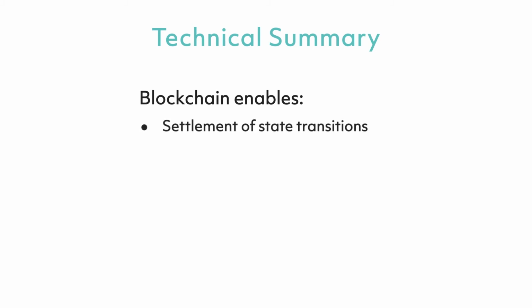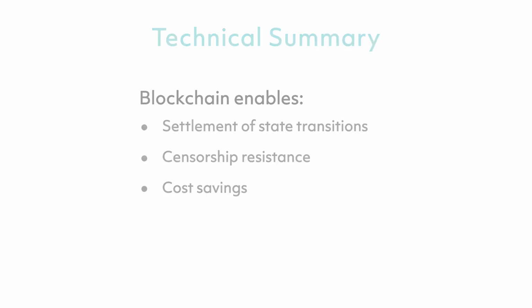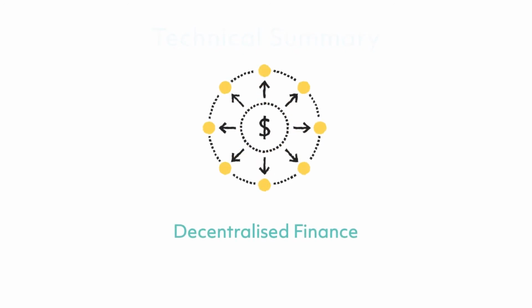So to summarize the technical parts, what blockchain enables is essentially: 1. Settlement of simple or complex state transitions, 2. Censorship resistance for requesting, authorizing, and execution of transactions, and 3. Cost savings by eliminating the need for the middleman and central authorities. Ultimately, it forms a foundation for the era of decentralized finance.